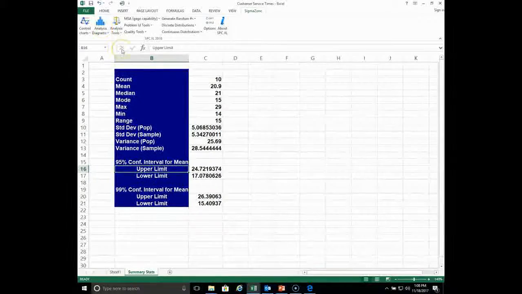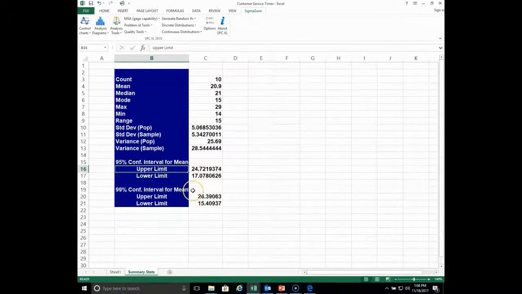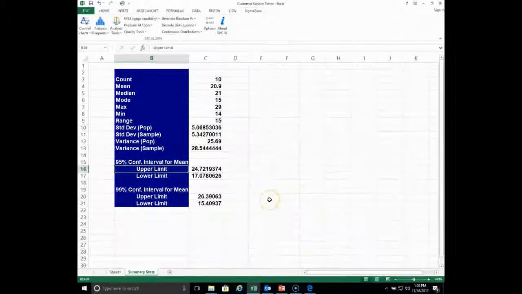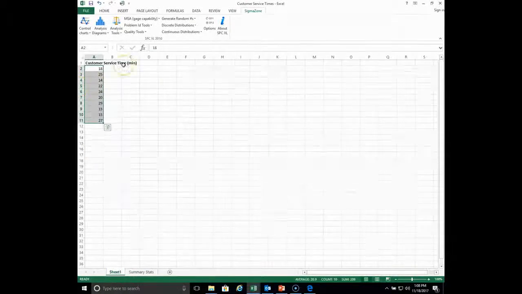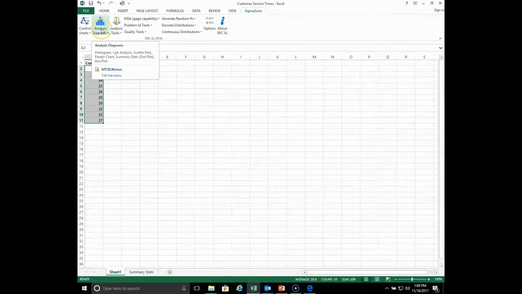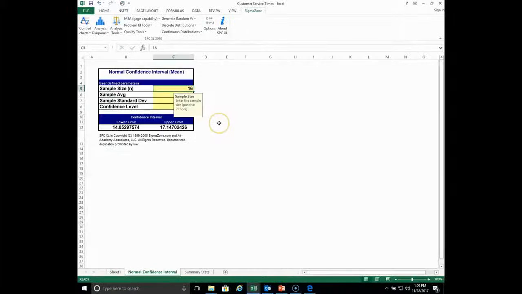Here is the output that you will see from Microsoft Excel's Sigma Zone SPC Excel. And here is what we have shown you before as a preview. The sample size was 10, the mean is 20.9. Obviously you get a lot of other summary statistics, but I'm referring to this right down here. Here's your 95% confidence interval. Here's your 99% confidence interval. Those are the two automatic confidence intervals that you will get. Another way to get it is to come to sheet 1, that's our raw data, come up here to the analysis tools and go to confidence interval and go to mean or the normal, okay?